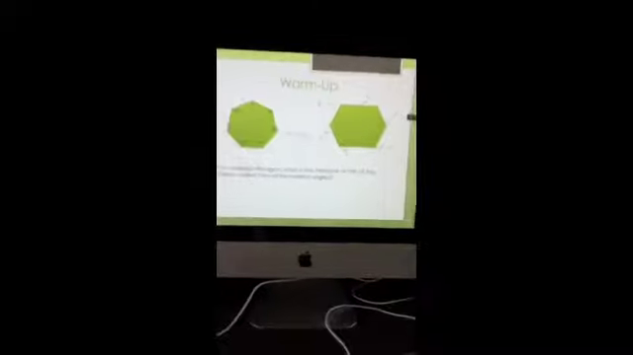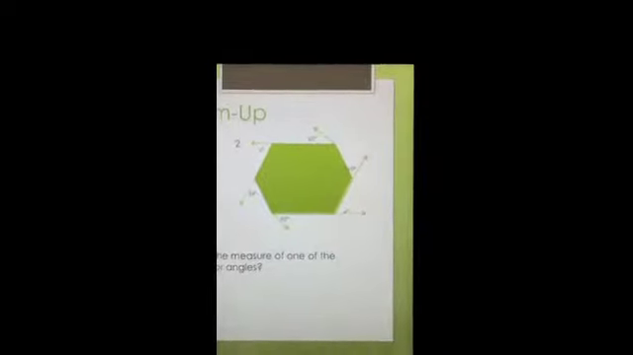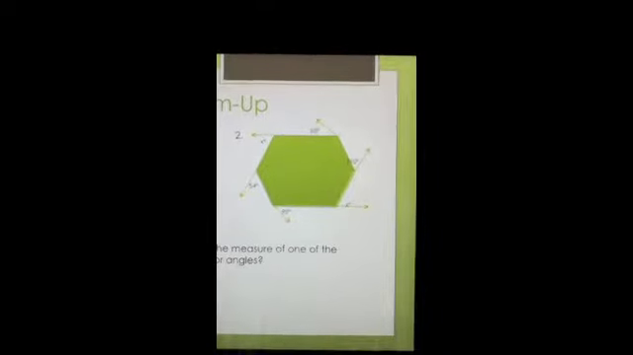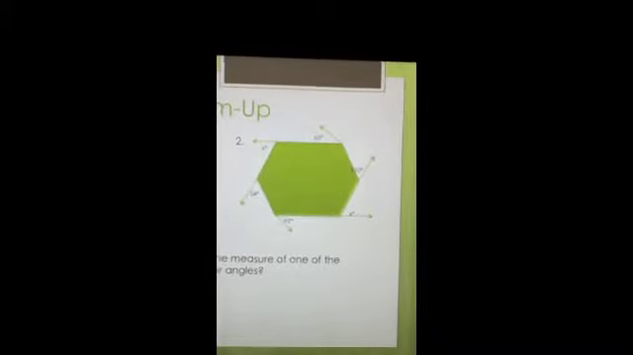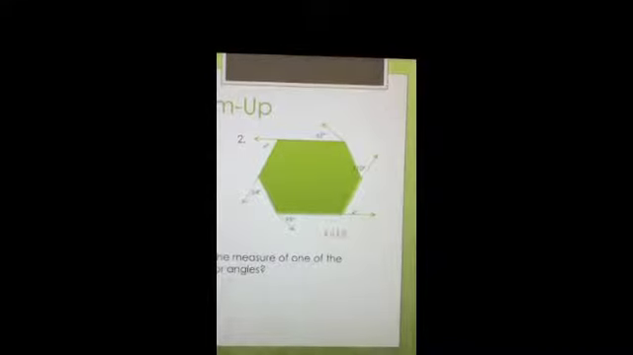To find number 2, you would add up all the outer angles and set them equal to 360. So you would get 2x plus 324 equals 360. You would subtract 324 from both sides and get 2x equals 36, and then you'd get x to be 18.